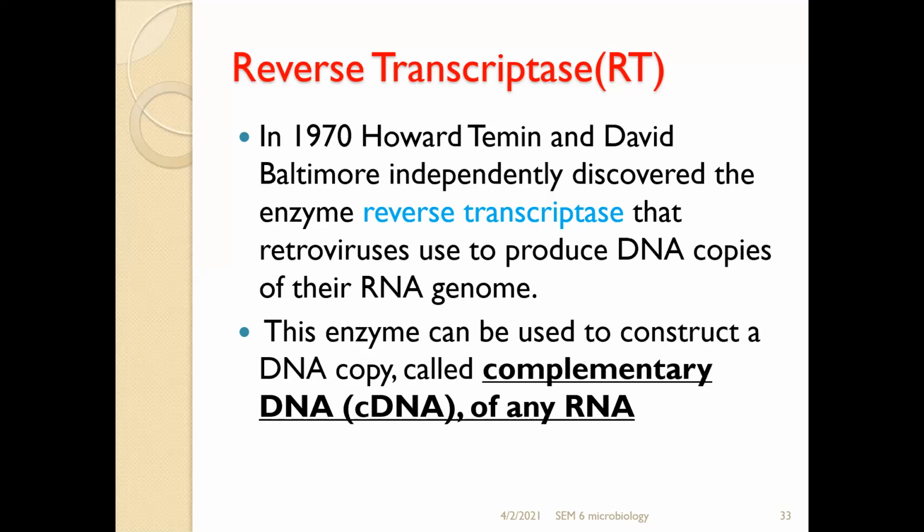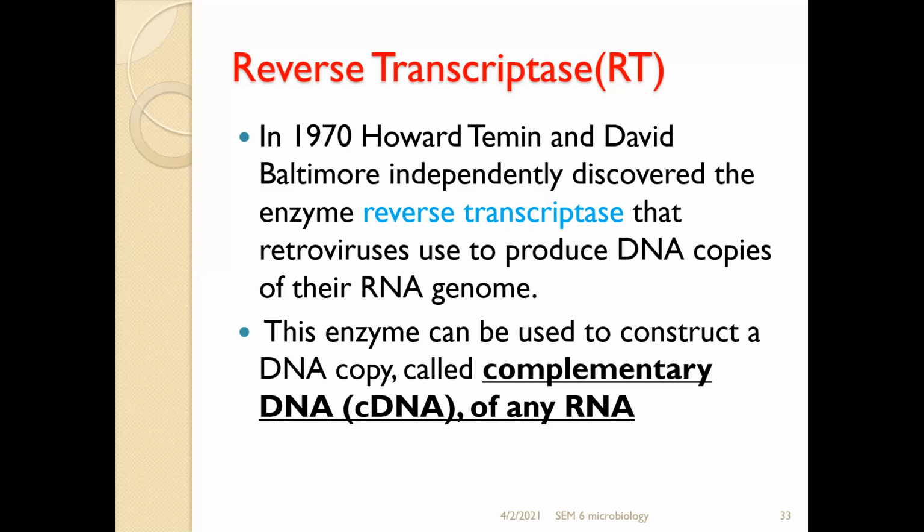Reverse transcriptase is another enzyme necessary for recombinant DNA technology and its different steps. In the 1970s, Temin and David Baltimore independently discovered this enzyme, known as reverse transcriptase. The name indicates that it transcribes in a reverse direction. It was found in retroviruses, which use it to produce DNA copies of their RNA genome.